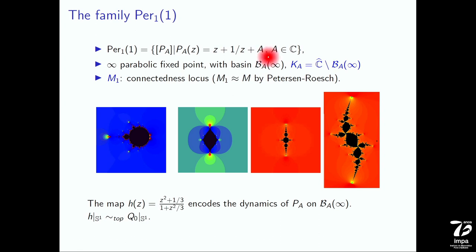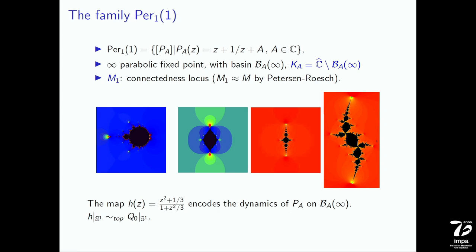Here, we have some filled Julia set. In black is the filled Julia set. Outside is the basin of attraction of infinity, which is this point. And the connectedness locus for this family is this guy, the parabolic Mandelbrot set, which is homeomorphic to the Mandelbrot set by a recent work of Carsten Petersen and Pascale Roesch.